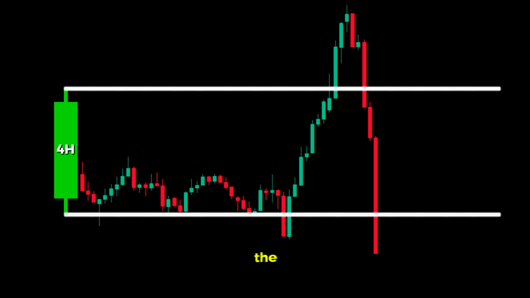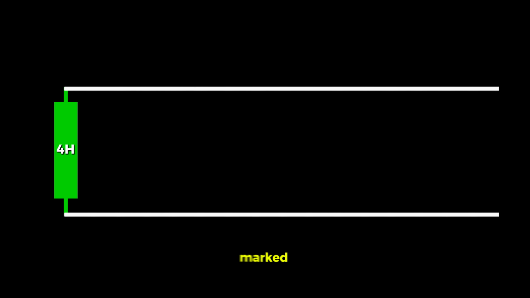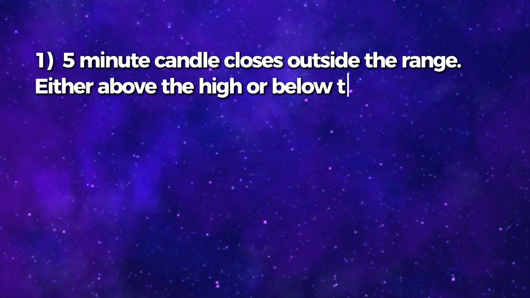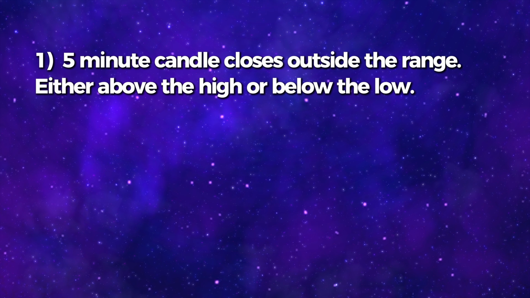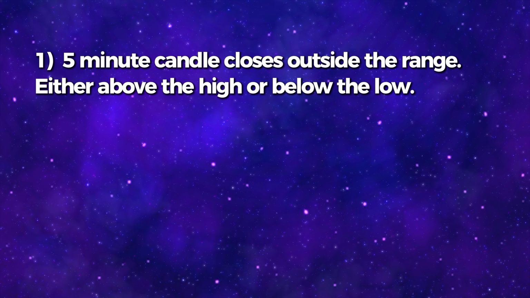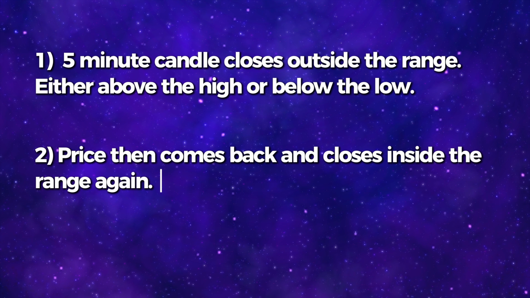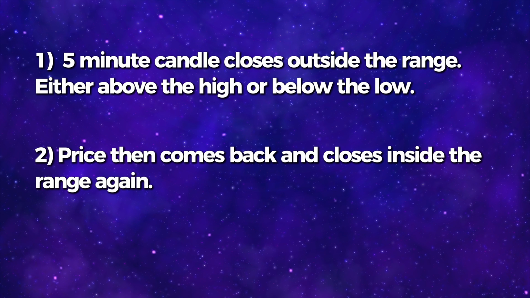Now let's get into the actual setups. Once you've got your range marked, you drop down to the 5-minute chart. You're watching for 2 things in sequence. 1. A 5-minute candle closes outside the range, either above the high or below the low, not just a wick poking through. The full candle body needs to close outside. 2. Price then comes back and closes inside the range. When both of those things happen, that's your entry.